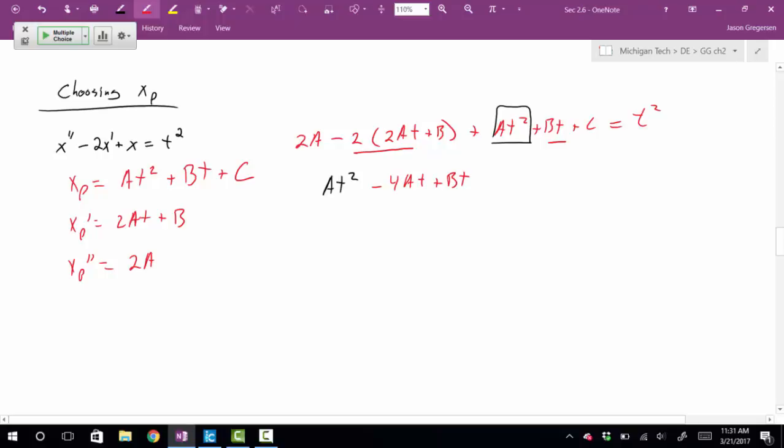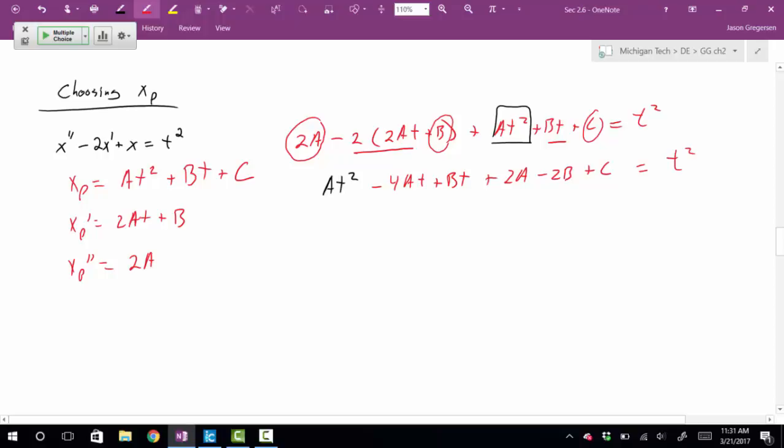And I have my constant terms. Here's a constant term, and here's a constant term, and here's a constant term. So I have 2a minus 2b, because I distribute that minus 2, and plus c. Those are all my constants. And that is apparently equal to t squared.